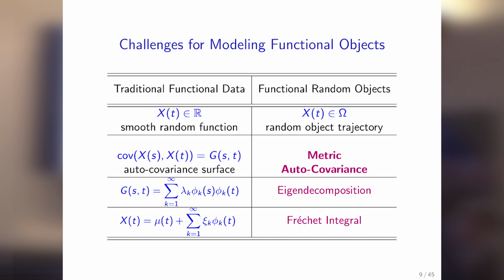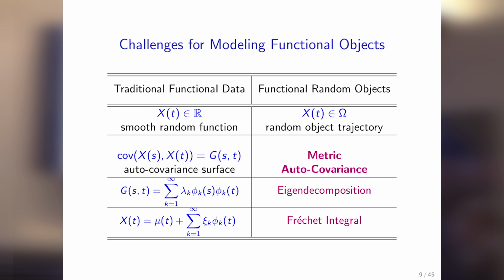So here, a summary of the challenges. Traditional functional data, okay, X(t) is in R. We talk about smooth random functions. Samples of smooth random functions, we do things like functional principal component analysis, which are well established by now. Now we are thinking about functional random objects. So our trajectories are in a metric space Omega.